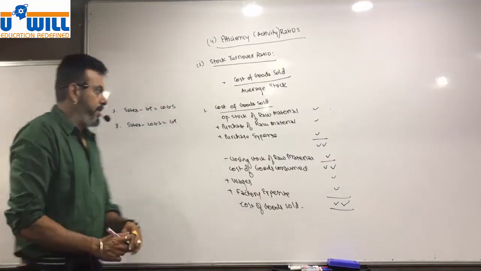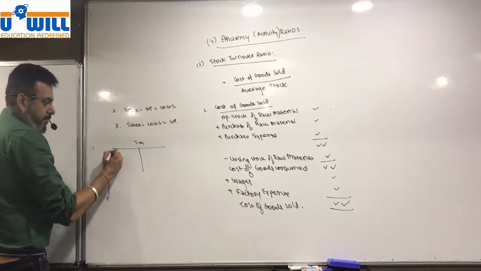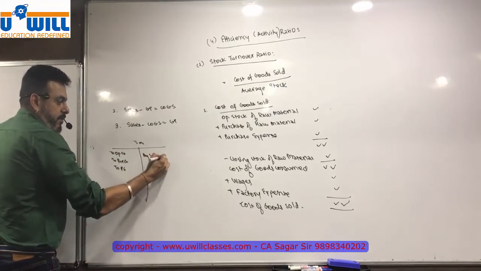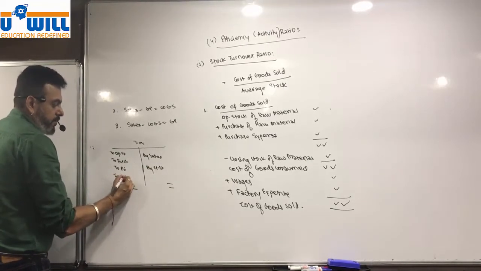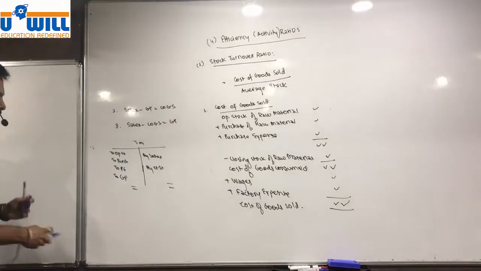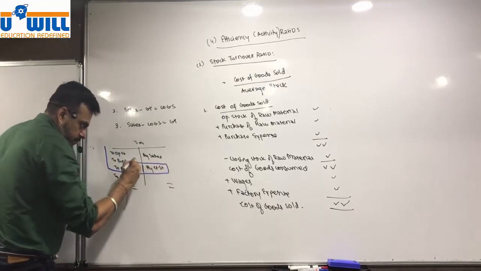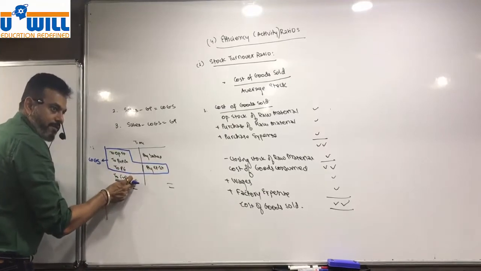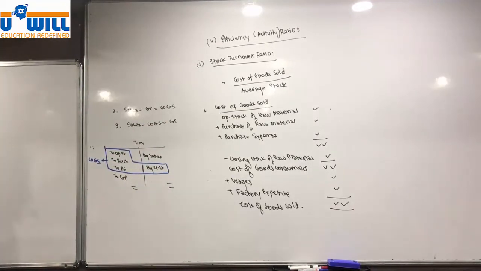Understood this? The basic formula is, see if this is your trading account, although we don't have to write it, make this format for your understanding. You have opening stock, you have purchase, you have purchase expense, you have sales, you have closing stock. Now what do we do? Credit minus debit, what you get is gross profit. Now, we use the same concept over here. Opening stock plus purchase expense minus closing stock. So this is your cost of goods sold. Understood this? So if you subtract it from sales, you will get gross profit. Cost of goods sold plus gross profit is equal to sales. So you can make various formulas. Write it down.